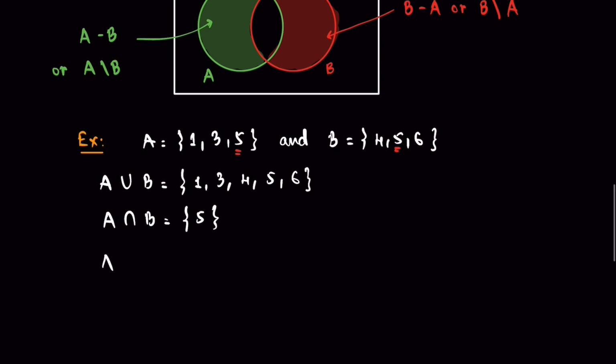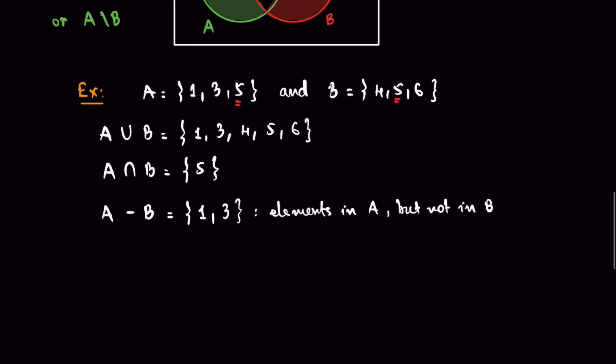Now you want to find A minus B, the elements in A but not in B. We see that the common element between these two sets is 5. So therefore, you go to the set A, get rid of 5, and you get the set of 1 and 3. So this set includes the elements that are in A but not in B. If you want to do B minus A, again, the intersection between the two sets is 5, then you go to B, get rid of this element, and you arrive at the set of 4 and 6. So this set consists of the elements that are in B but not in A.